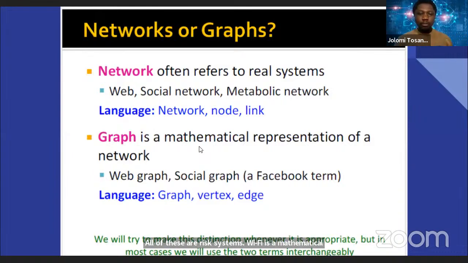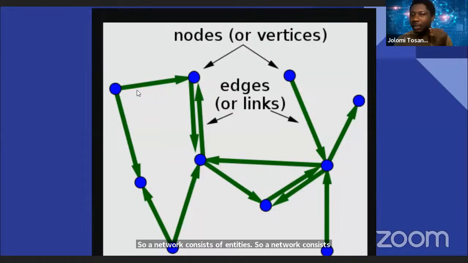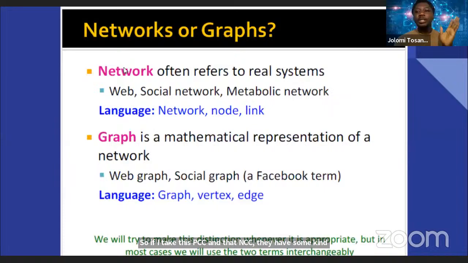And then we say a network consists of nodes. Let me just call it entities. So a network consists of entities and the interactions between entities. So if I take this entity and that entity, if they have some kind of interaction between them, I'm going to connect them with a link, right? So for those that call it network, those entities are referred to as nodes, while those that call it graph, which is a mathematical representation, those entities are referred to as vertices.